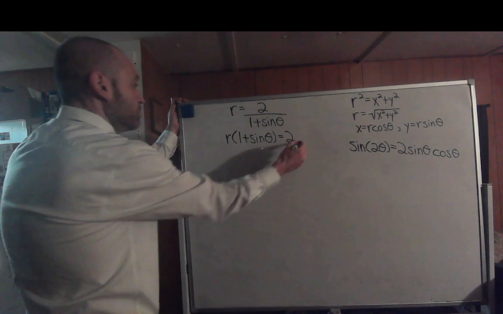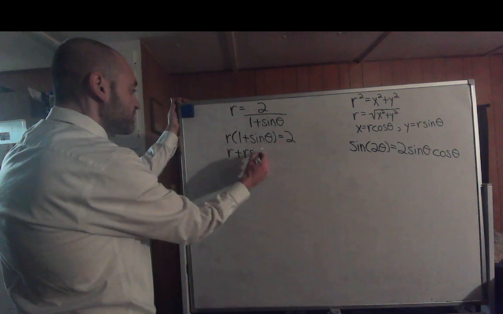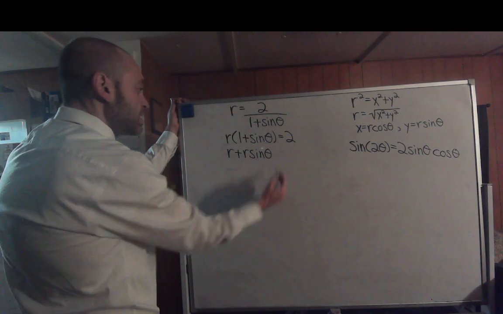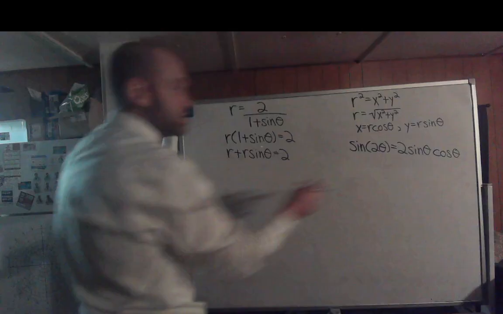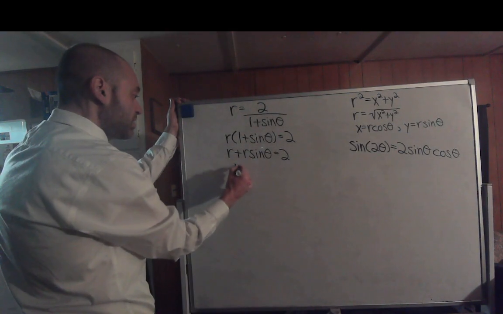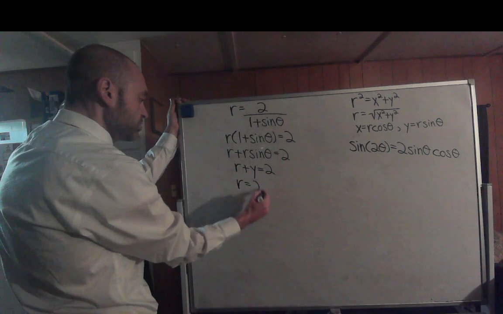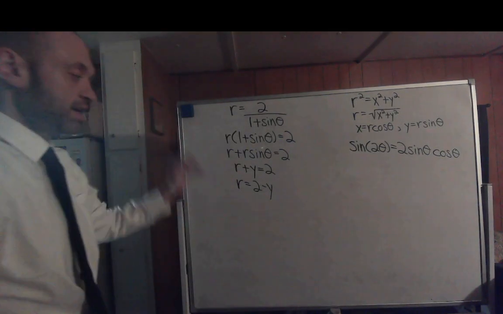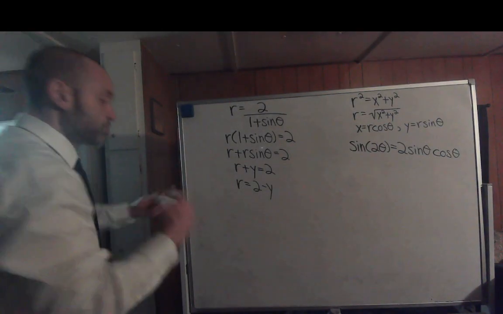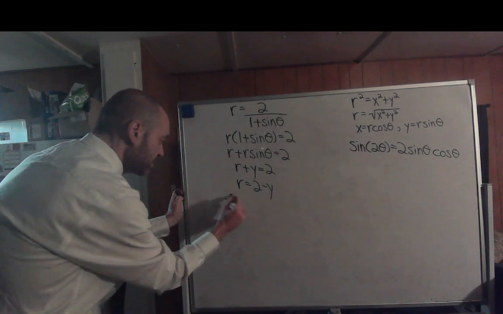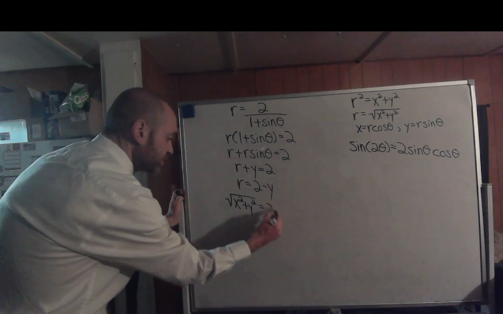is equal to 2. Then distribute your r, you'll get r plus r sine of theta is equal to 2. Well, what's r sine of theta? That's simply y. So you would have r plus y equals 2. Then r equals 2 minus y. We're almost there. What we want to do now, because r truly equals the square root of x squared plus y squared, is set that equal to 2 minus y.